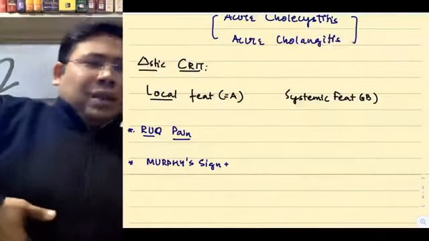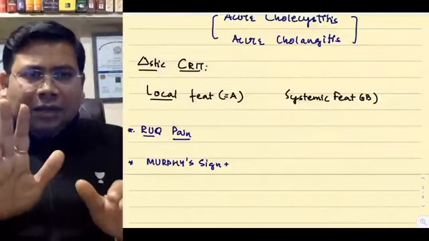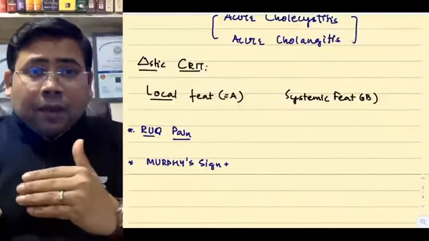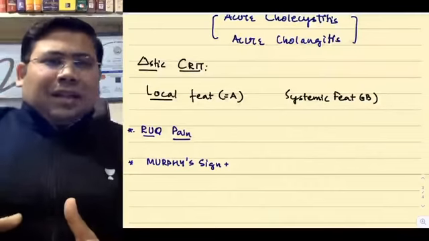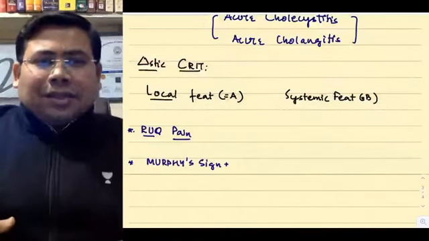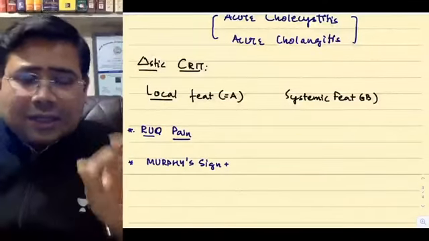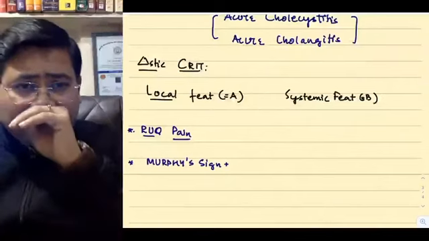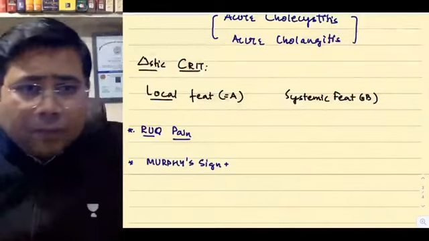When you press the right upper quadrant of a patient with acute cholecystitis, the gallbladder touches the visceral or parietal peritoneum. Even the diaphragm is irritated and the phrenic nerve is also irritated. So whenever you press it here, there is an acute inspiratory jerk. This is classical Murphy's sign. It's an inspiratory jerk which is seen on deep palpation at the right upper quadrant.